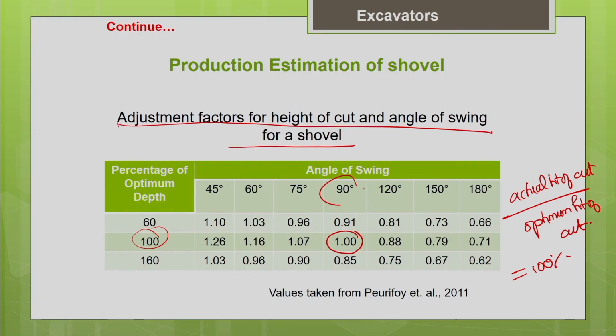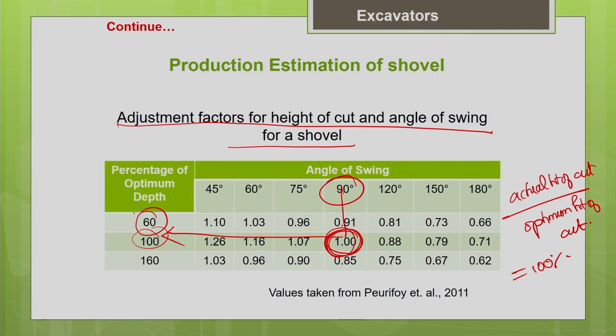Similarly, the ideal condition we assume is that the truck is placed at 90 degrees to the excavator. So, the angle of swing is 90 degrees. For both these cases, the correction factor is 1. That means I need not apply any correction factor based on height and swing, because that is an ideal condition. But if your actual project condition differs or varies from the ideal condition, then you have to apply the correction factor.